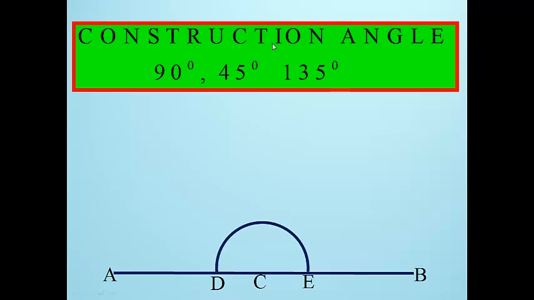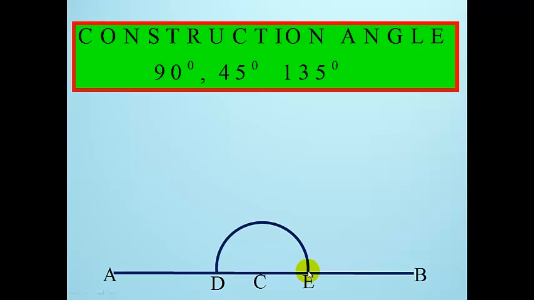Now, construction of an angle of 90 degrees, 45 degrees, and 135 degrees. Now, we draw our straight line AB. Locate a point on the line, let's say C. Stand at C and open to a reasonable radius and describe the arc as shown. Name the point of intersection of the arc and the straight line AB, D, and E as shown.